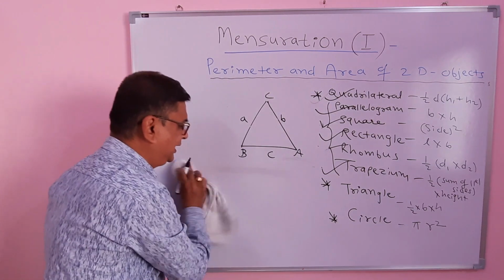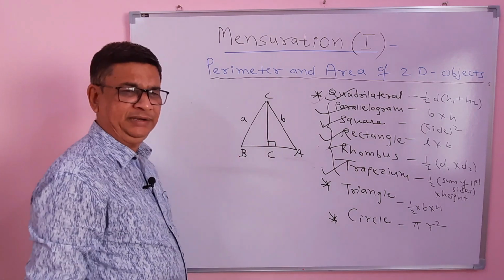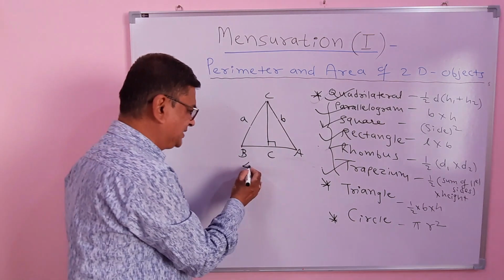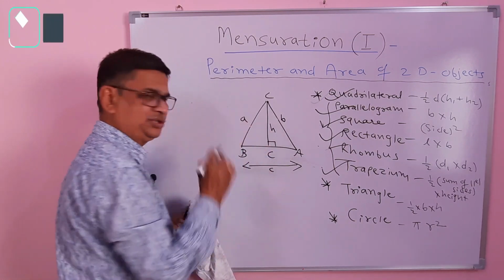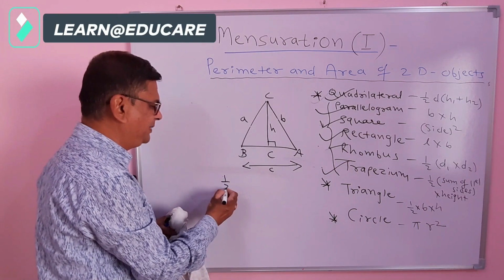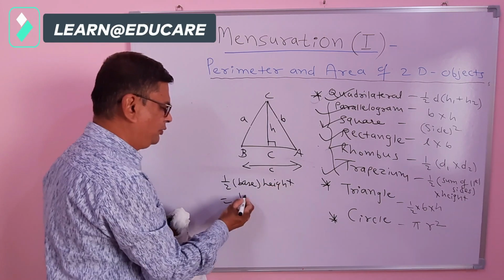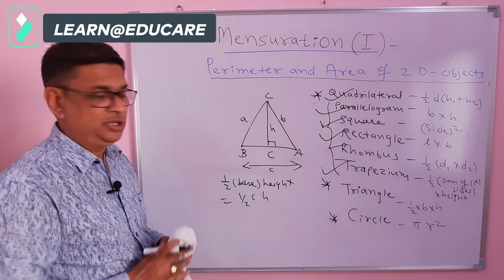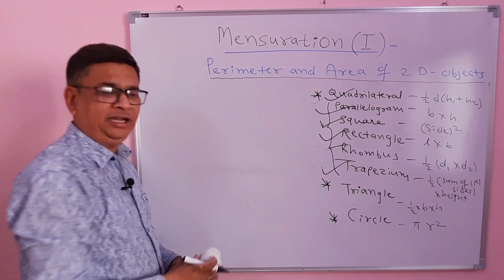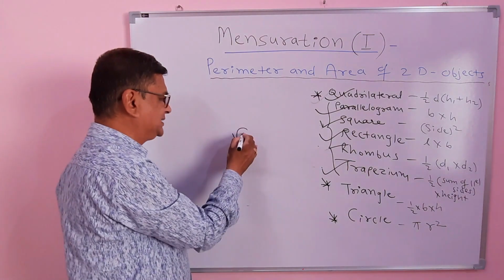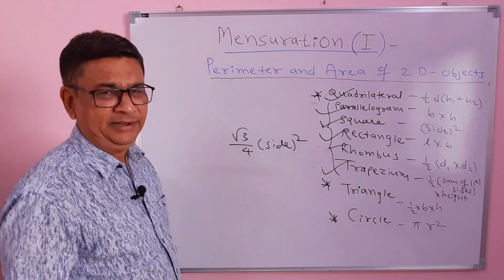What about the area of a triangle? To get the area, it is necessary to know its base and height. In this diagram, AB is the base, with length denoted by small c, and the height is h. Then the area of the triangle is 1 by 2 multiplied by base into height, here 1 by 2 into c into h. Remember, an equilateral triangle has a special formula for its area: root 3 by 4 into side square.